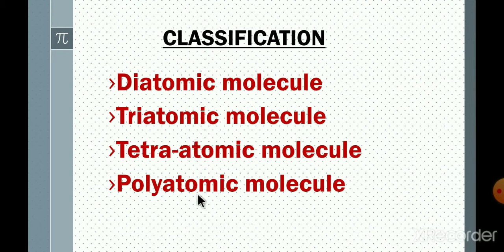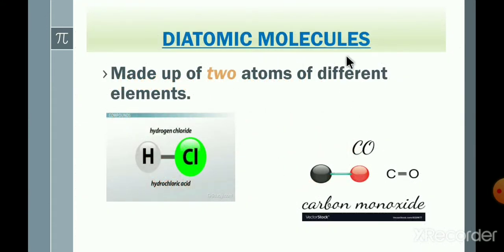Next, classification. On the basis of number of atoms present, molecules of compounds are classified into diatomic, triatomic, tetratomic and polyatomic molecules. With these all we will deal one by one. Diatomic molecule. These are made up of 2 atoms of different elements like HCl. Here 1 atom of hydrogen and 1 atom of chlorine are joined. Carbon monoxide. 1 atom of carbon and 1 atom of oxygen are joined together. So in total there are 2 atoms.